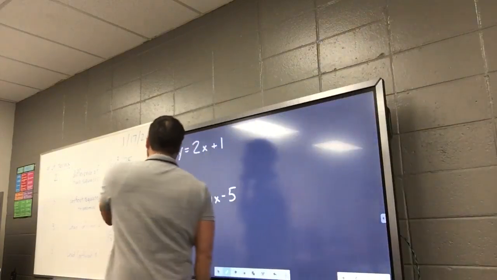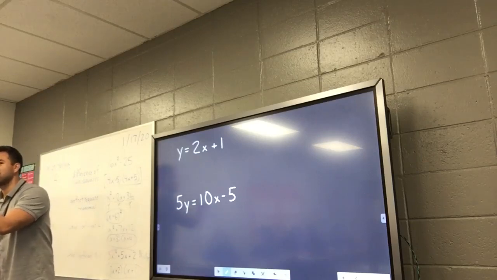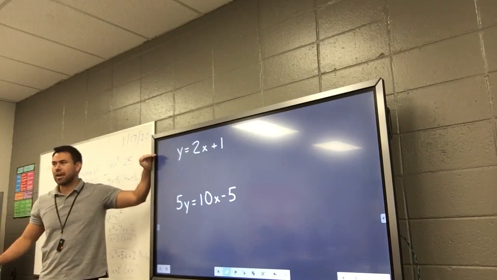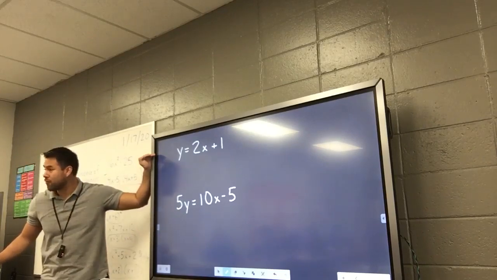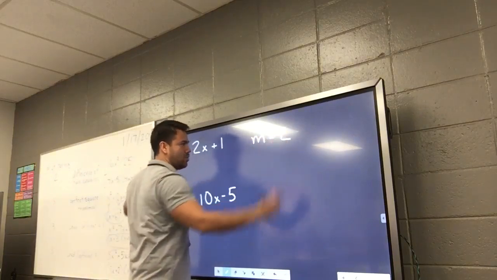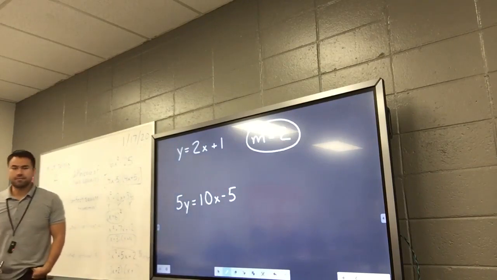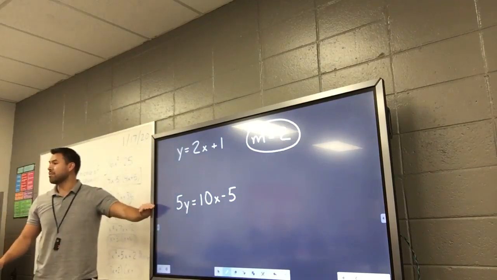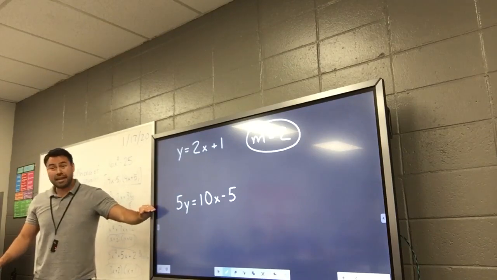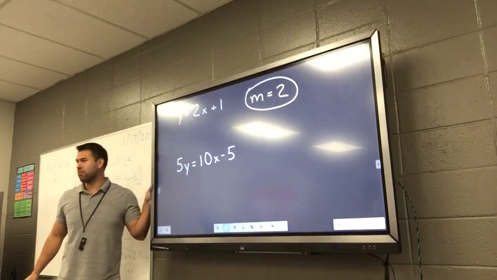So guess what you have to do on these problems? All you have to do is find the slope of each line. What's the slope of this line? Is it in slope-intercept form? Yes. So the slope of this line is 2. I'm just circling that so I can refer to it. Now look at the bottom line. Is it in slope-intercept form? Can you get it in slope-intercept form? What would you do to get that bottom line in slope-intercept form?